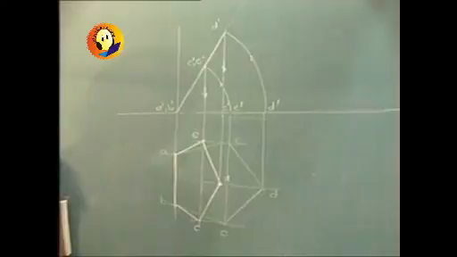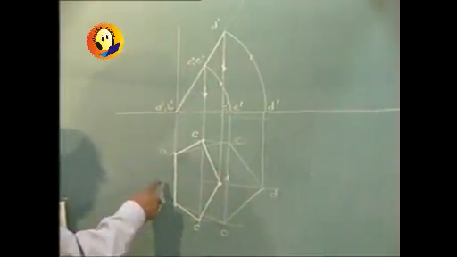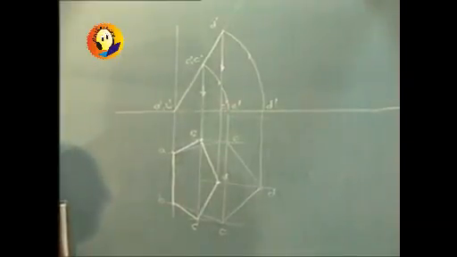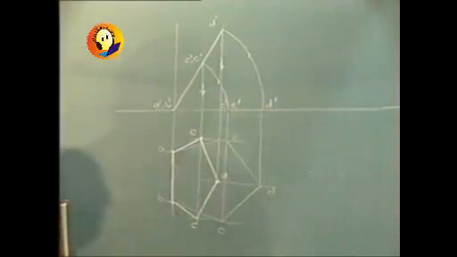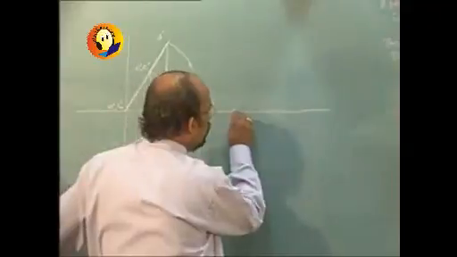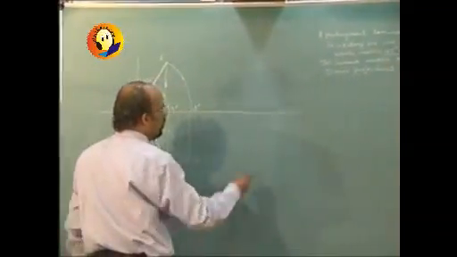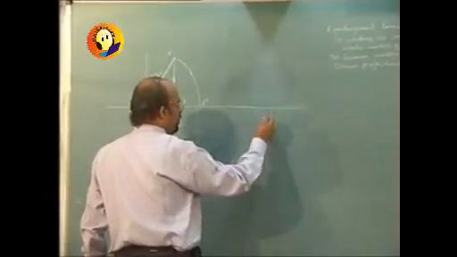Now it is given that the side on which it is resting is not perpendicular to XY, but it is making 45 degrees with VP. So we are required to choose some point on XY from where we will be drawing a line at 45 degrees.